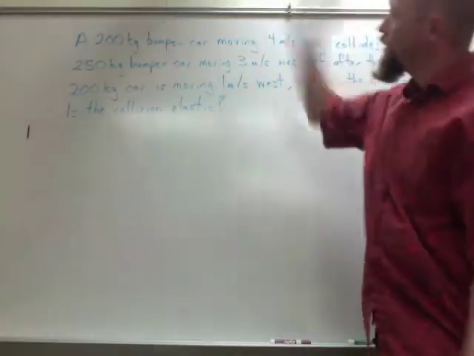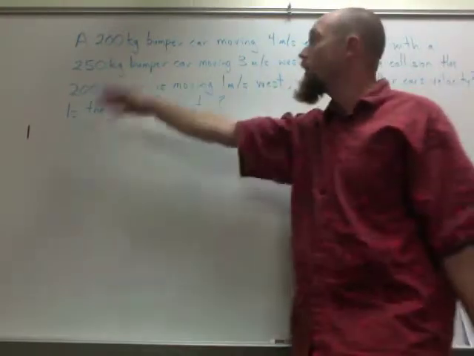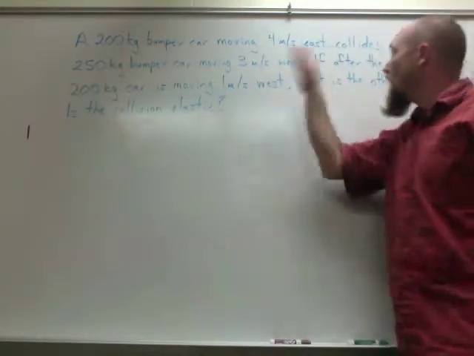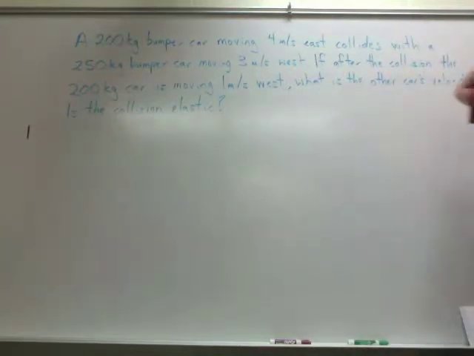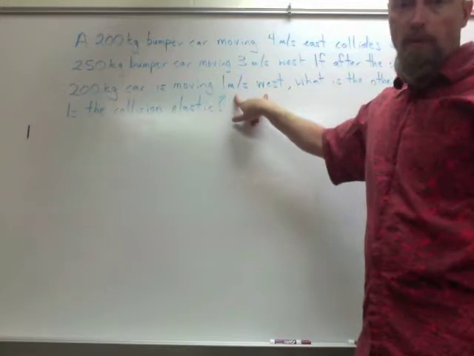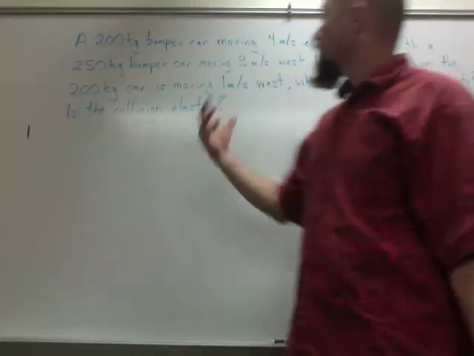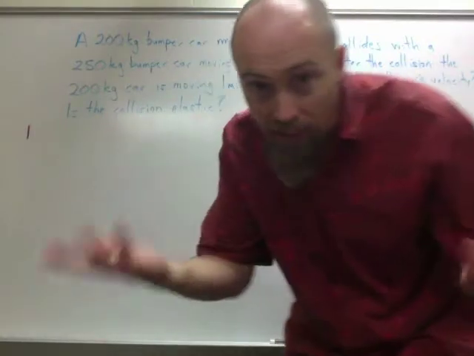We have another conservation of momentum problem, another collision. In this case, a 200-kilogram bumper car is moving 4 meters per second east. It collides with a 250-kilogram bumper car moving 3 meters per second west. After the collision, the 200-kilogram car is moving west with a speed of 1 meter per second. I want to know the other car's velocity after, and then we also want to figure out: is the collision an elastic collision?